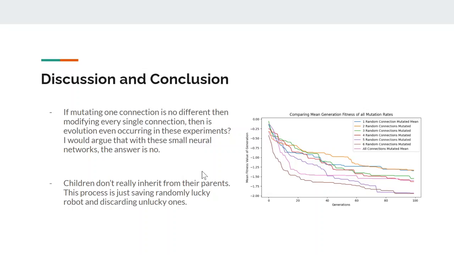That's to say that if randomly mutating every single connection is the same as just mutating one connection, then I would argue that evolution doesn't actually play a factor here, and that it's just a random process. That's not to say that the parallel hill climber algorithm wouldn't do its job. It's just that these robots' brains are so small that modifying one value changes the output too much for any weights inherited from a parent to matter. And so it really just comes down to blind luck whether a robot is performing well or not.